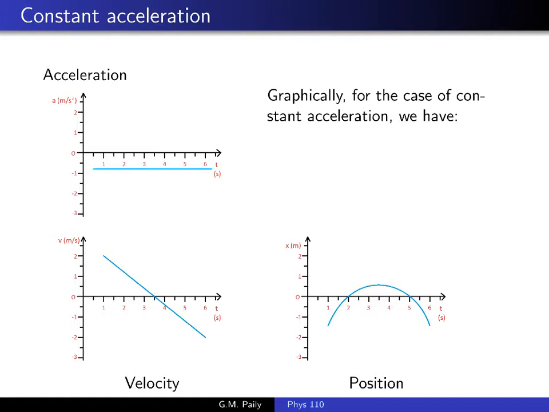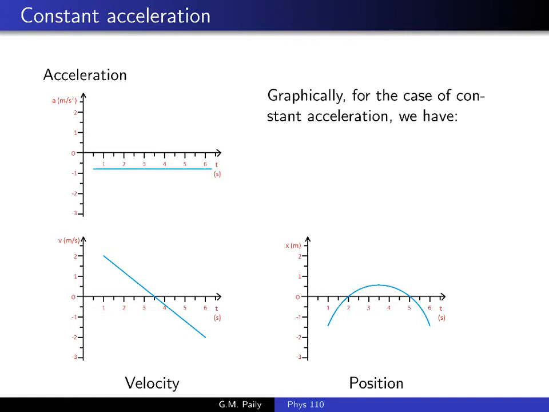We can see that the slope of a v versus t graph will have units of meters per second over seconds, which is meters per second squared, the units of acceleration. This is why the slope of a v versus t graph gives us the acceleration with the appropriate units. In this case, the acceleration is negative, and so the velocity line has a constant negative slope.